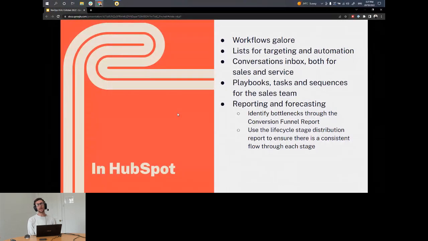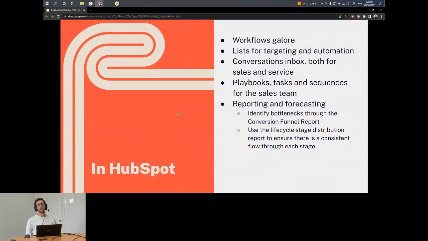Create playbooks, tasks, and sequences for the sales team to make it easy for them to get all the information they need and also to follow up on leads that have stalled. And set up comprehensive reporting so you can identify bottlenecks through the conversion funnel reports, or use the lifecycle stage distribution report, which are both HubSpot default, to ensure that there is a consistent flow through each stage.